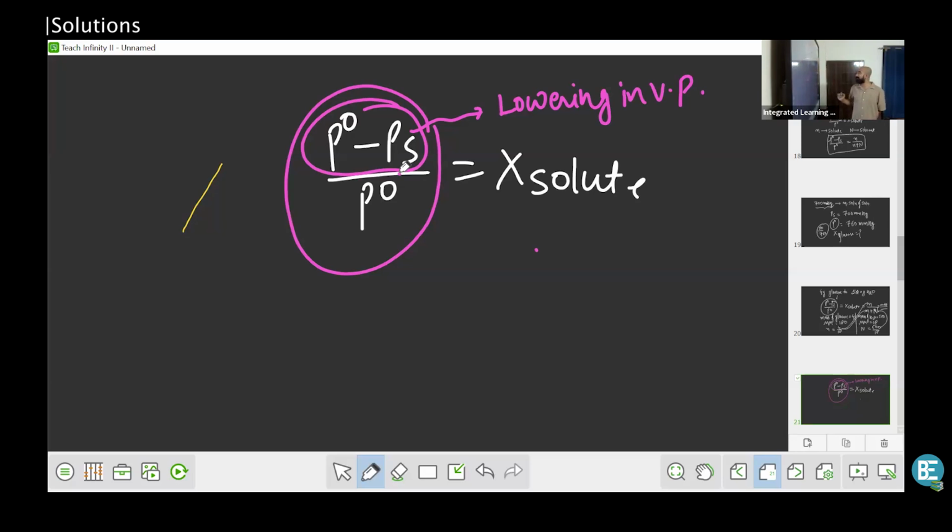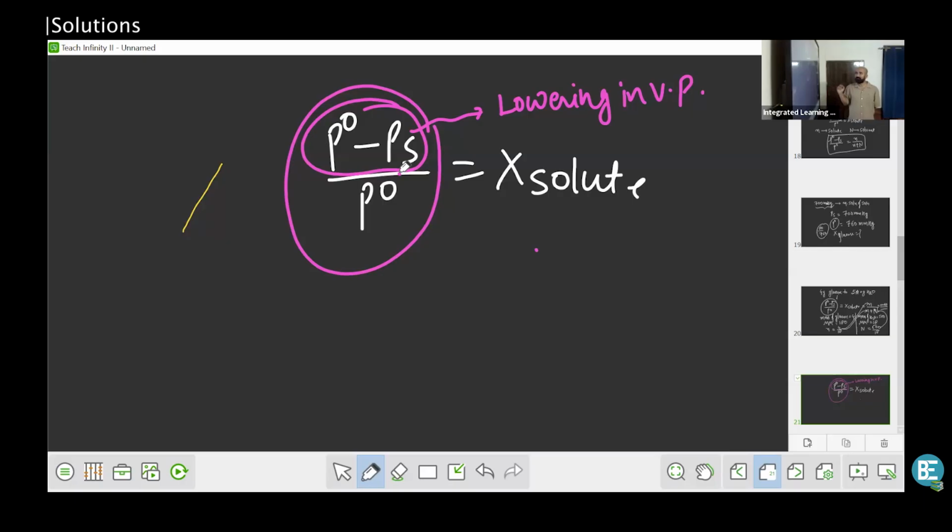Is that clear, everyone? Okay, so P naught minus PS is the lowering of vapor pressure, while P naught minus PS upon P naught is the relative lowering. You have to read the question very carefully because people do make mistakes here. They don't read the question properly, and instead of finding lowering in vapor pressure, they give the answer for relative lowering. And sometimes instead of solving for relative lowering, they solve for lowering.